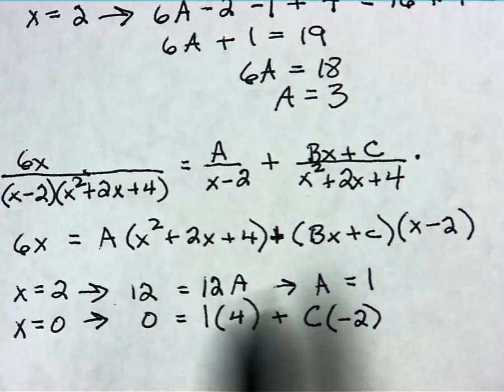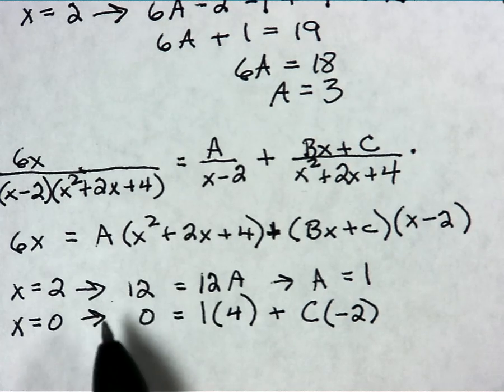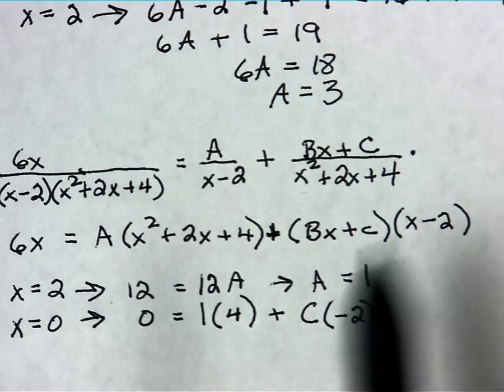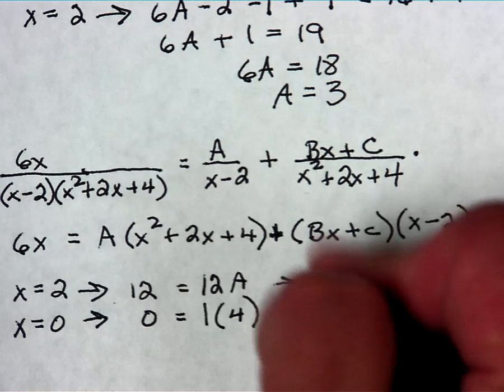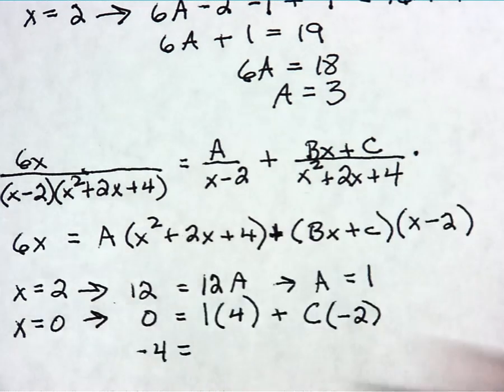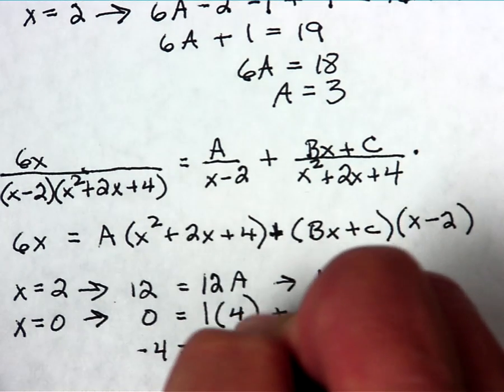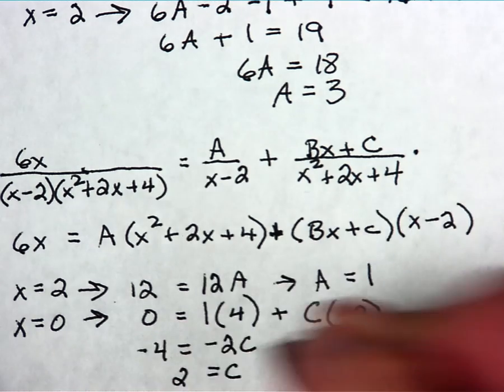Double check that. Let A be 1, let X be 0. I have 4 plus C times negative 2. Subtract 4 from both sides. And you get C equals 2.